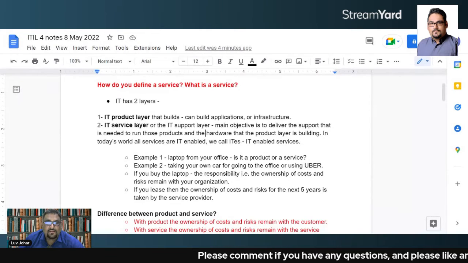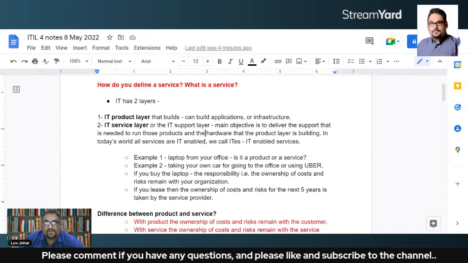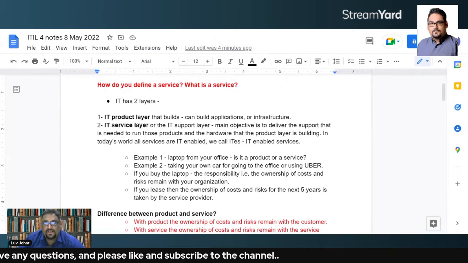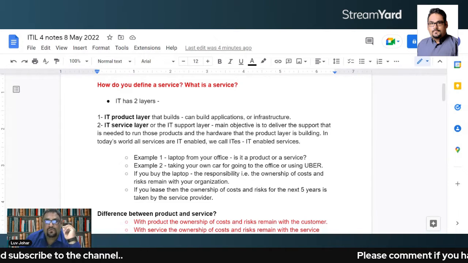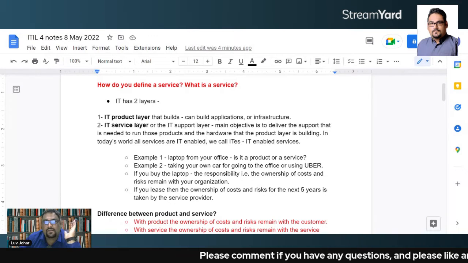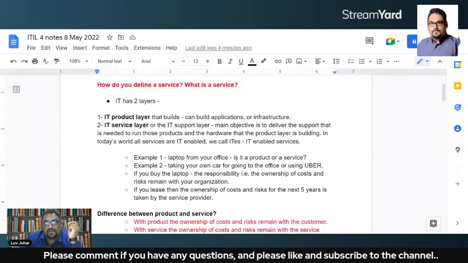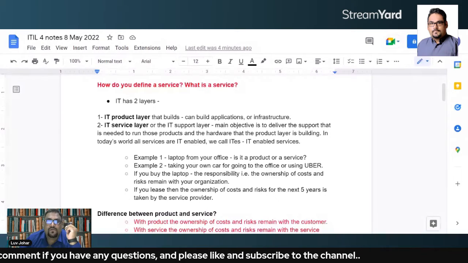So here you have to make sure that you understand the difference between both the models. In the first model, you do not have to worry about any cost and risk. You only have to pay the lease amount. And in the second model, you have to worry about each and everything, because you are the sole owner responsible for the laptop. So this is how it works, guys.